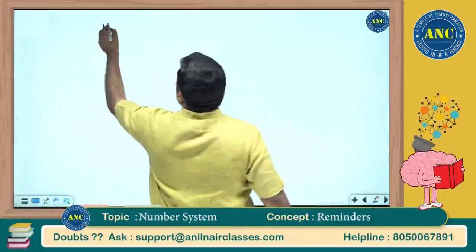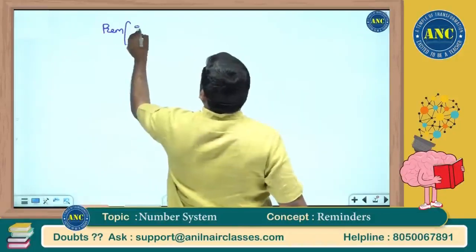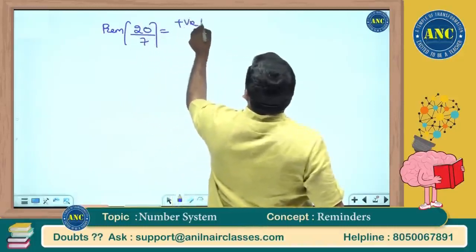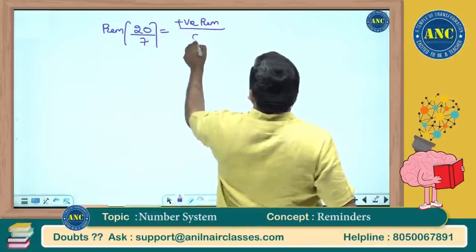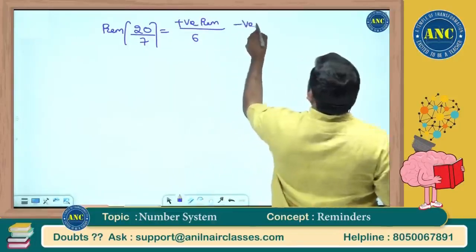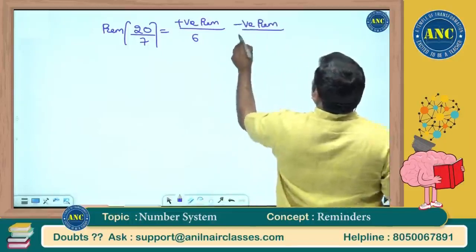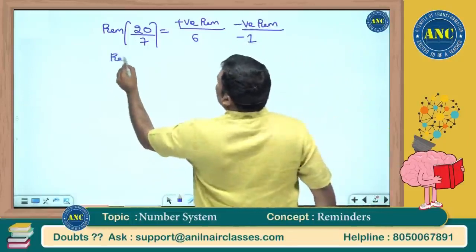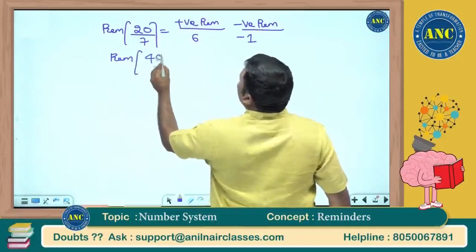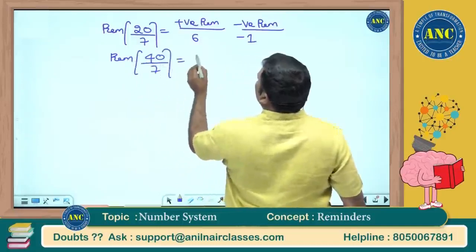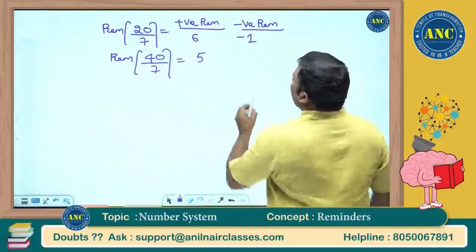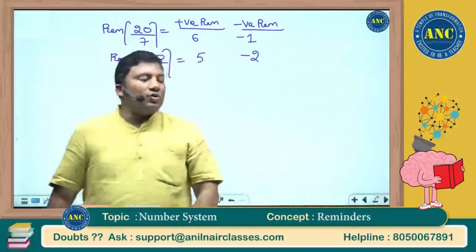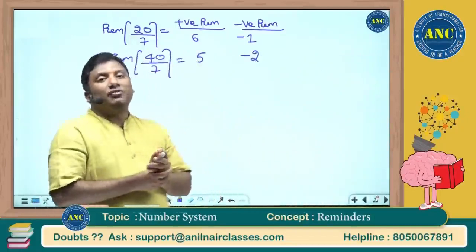Example 2. First, we will write down this key point. 20 divided by 7. Positive remainder is 7 2s are 14, which is 6. Negative remainder is 7 3s are 21, which is minus 1. Similarly, 40 divided by 7. 7 5s are 35. Positive remainder is 5. Negative remainder is 7 6s are 42. Negative remainder is minus 2.